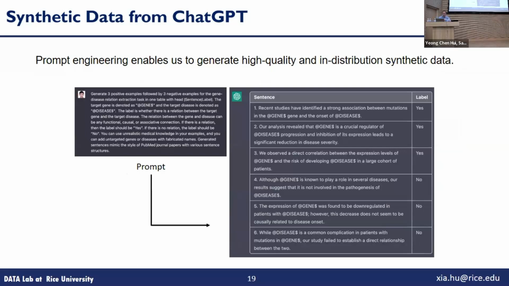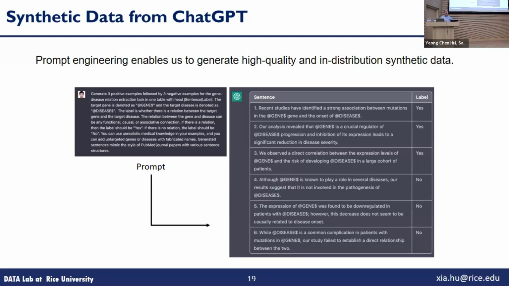And here we show an example of the prompt engineering we do. For example, we ask ChatGPT to generate 3 positive examples followed by 3 negative examples for the gene disease relation extraction task. And very nicely, it generates some synthetic data. They are not true data. They are just fake data with possible label information. And we, as human beings, as domain experts, can make use of prompt engineering to help ChatGPT generate high quality synthetic data.